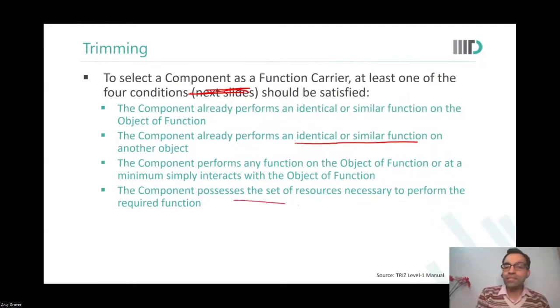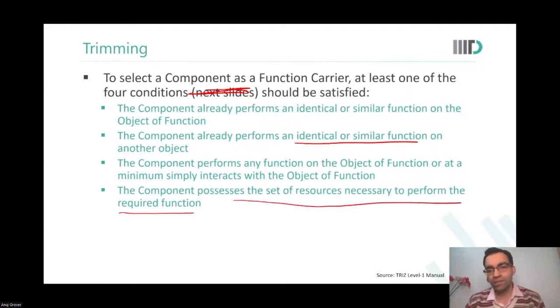Or the component possesses a set of resources necessary to perform the required function. Let us look at the example of toothbrush. A toothbrush has 3 components: the handle, the head, and the bristles. Let us say I want to remove the head. Head had the minimum functionality there. I remove the head. What happens? Is there anything else that is performing some function on the bristles? No. There are only 3 components. Handle does not interact with the bristles. So there is nothing it can do.